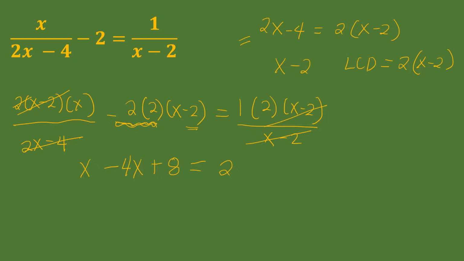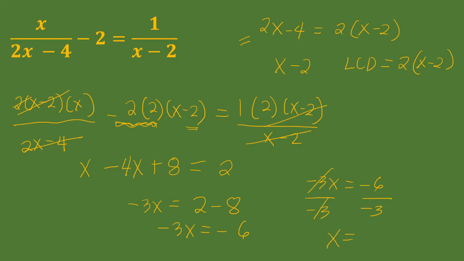So combine similar terms again. So negative 3x is equal to 2 minus 8. So negative 3x, that is equal to negative 6. Then we have negative 3x equals negative 6. Divide both sides by negative 3. So cancel negative 3. So x now is equal to positive 2.